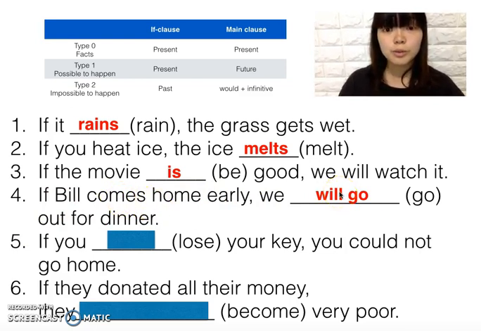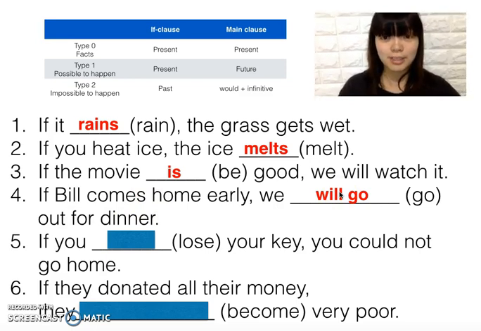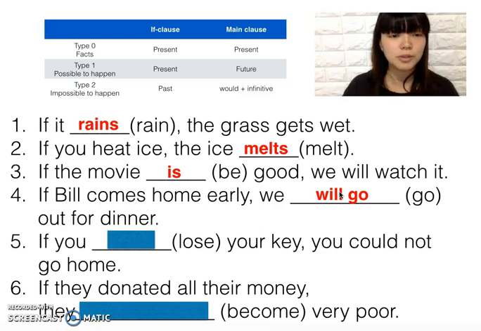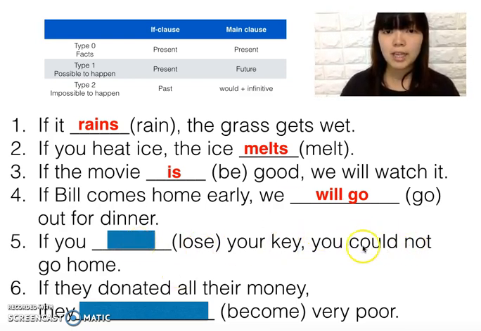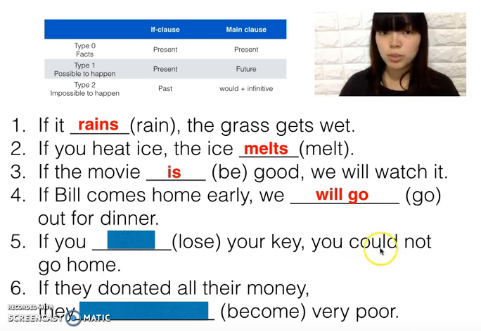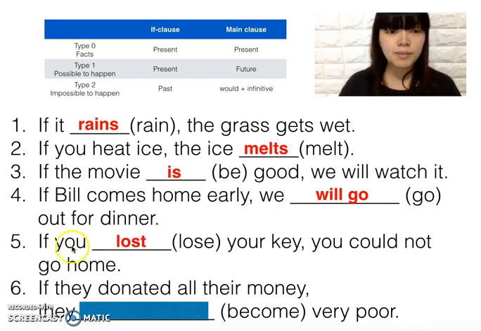Alright, so I hope you started to get what a conditional sentence is about, and how to identify them. Okay, the last two examples. If you lose your key, you could not go home. Okay, in the main clause we see could. I said if you see a modal verb in past form, this one is like would infinitive. So if we see would infinitive, this one must be past tense. If you lost your key, you could not go home.